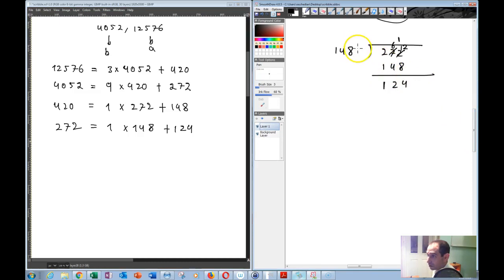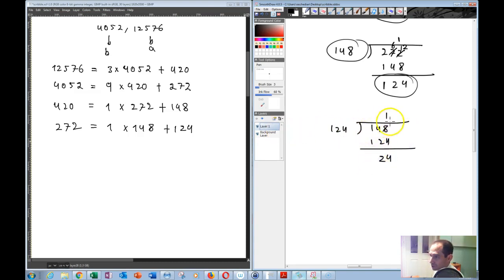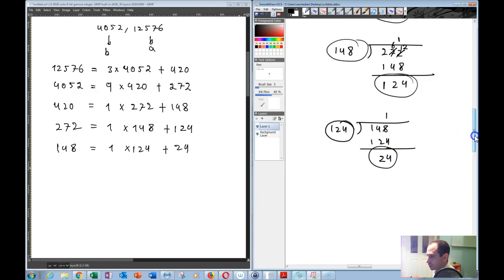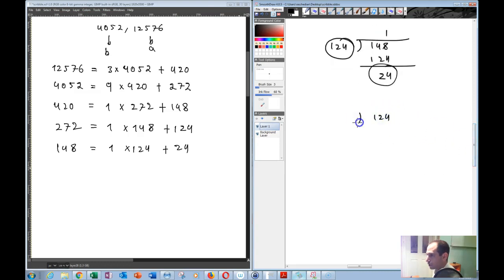Still your remainder is not 0. 148 divided by 124, and 1 times 124 is 124, so that's a 24. So 148, you can write it as 1 times 124 plus 24. And again, these two numbers you can take and divide. 124 divided by 24 is equal to 5 times, which would be 120, and the remainder 4.